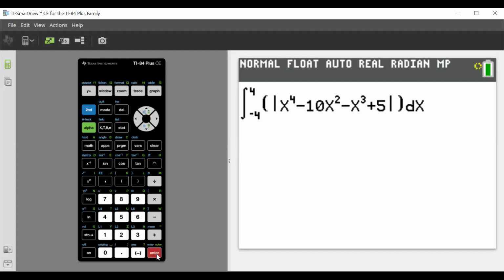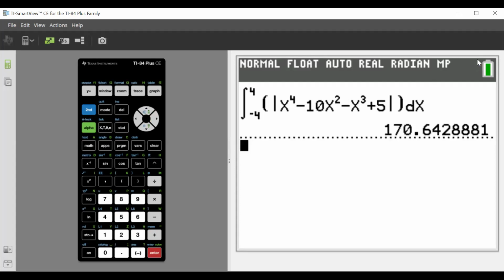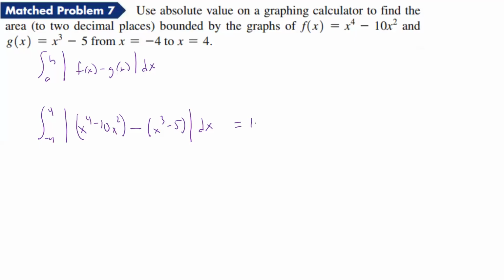And hopefully, now, because it's absolute value, it's going to take a while. That's one key thing to think about when you're doing these. It might take a little longer than normal. And we get 170.64. We wanted it to two decimal places. So 170.64 and whatever our units are squared since it's area. We haven't actually shown any units in anything, but that's what our answer would be as far as that one goes.